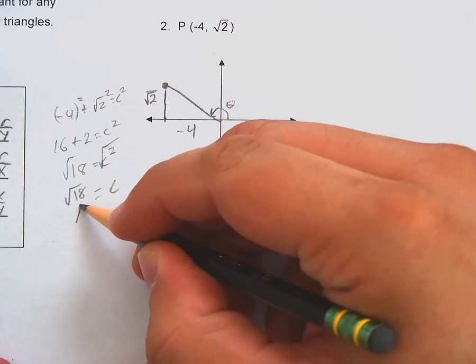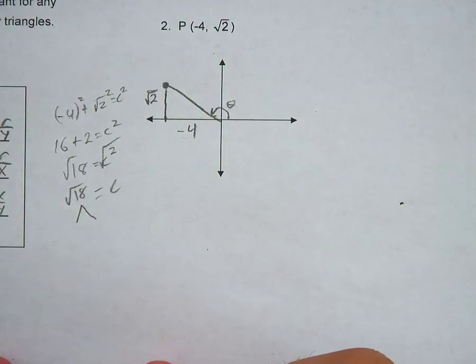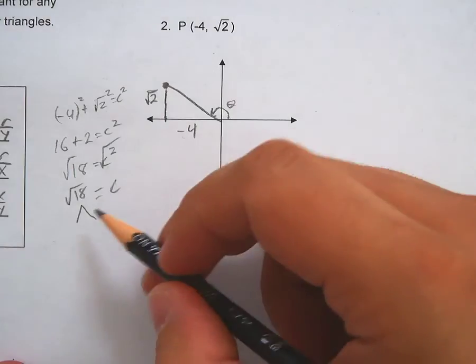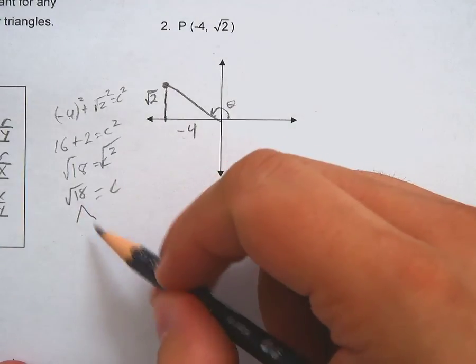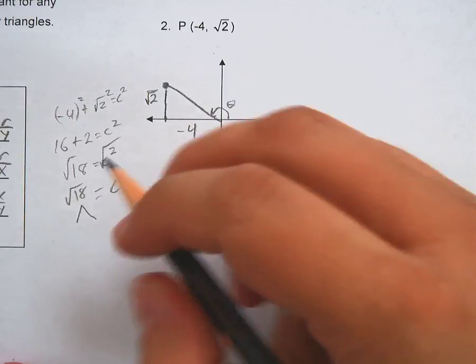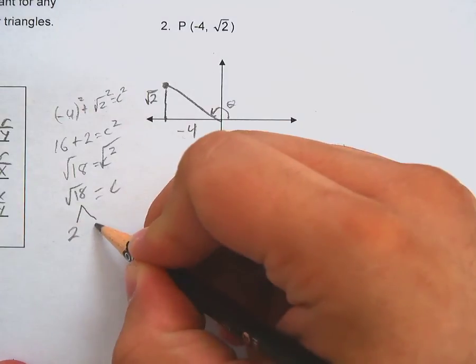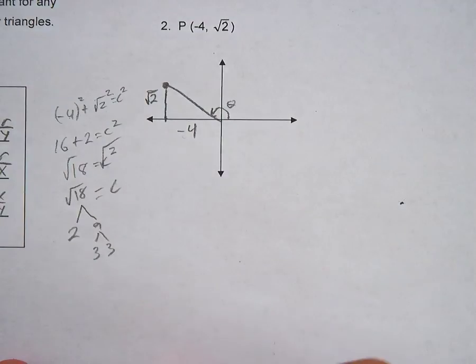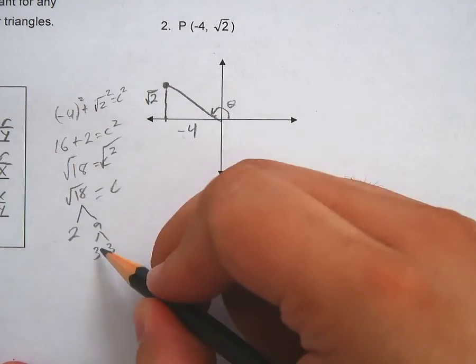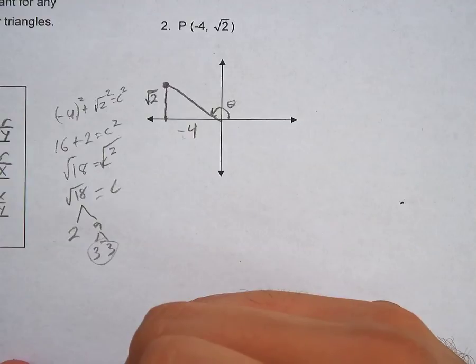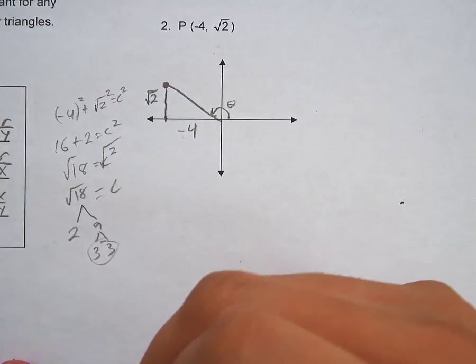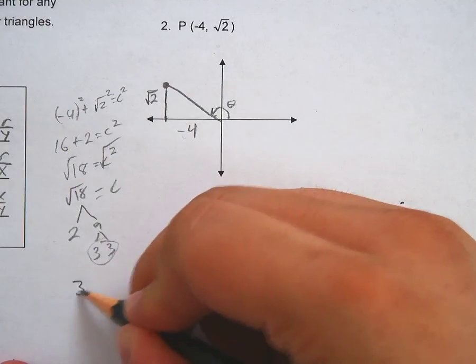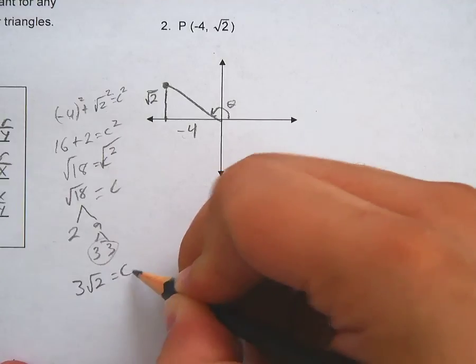Remember, to simplify a square root, all you need to do is take the prime factorization of this. We call it a factor tree. So 18 divided by 2 is 9, and then 9 gives you 3 and 3. So when you break it down to just prime numbers, if you have a pair, then they're going to go outside of the square root. So that's 3 square root of 2 equals c.